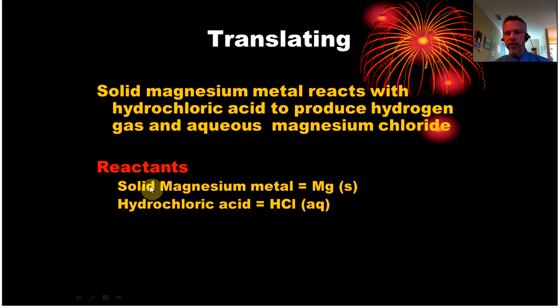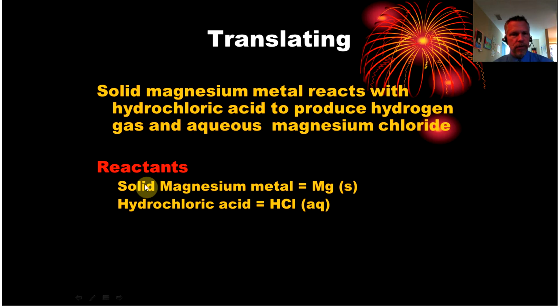Now I kind of skipped over solid magnesium metal. How did you know that solid magnesium metal was just Mg? Well, because when it tells you that it's a metal, that means there isn't any other element around. If there were another element around, it would have to have another word in the name. So since this just says magnesium metal, that just means it's Mg. And it's solid. Almost all metals are solid.